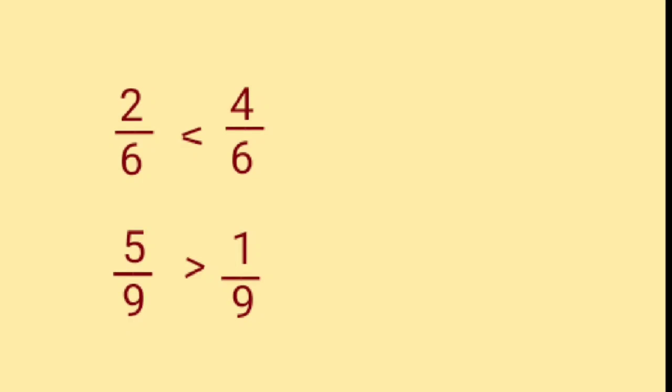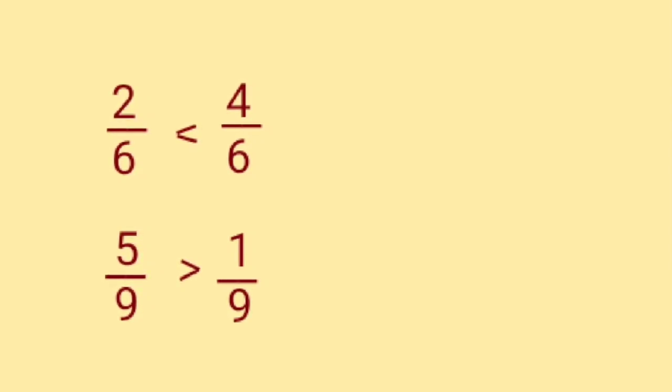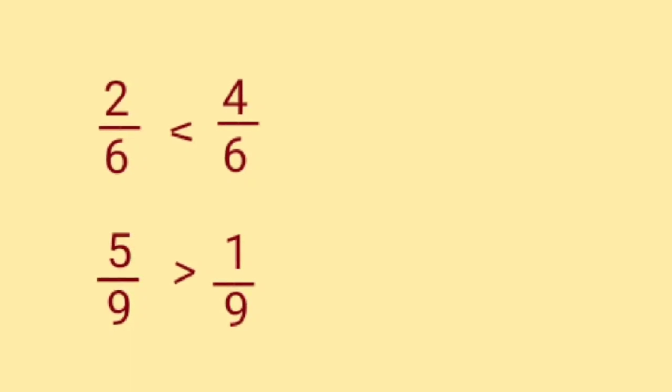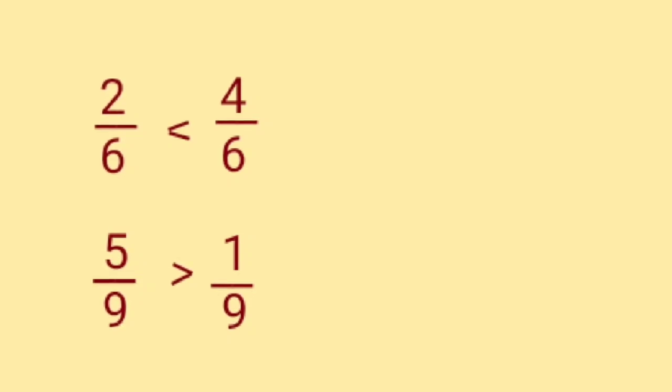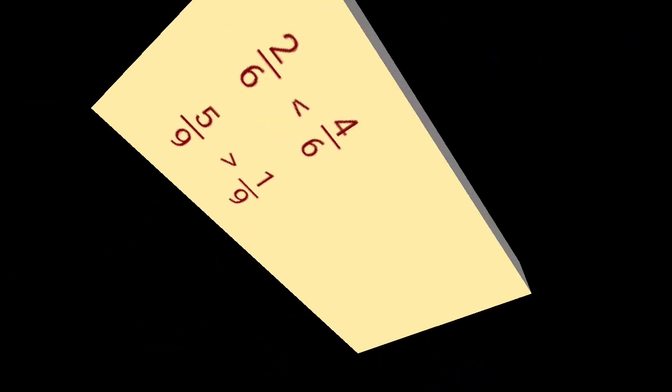Here 2 by 6 is smaller than 4 by 6 because in the first fraction 2 is the numerator and in the second fraction 4 is the numerator. 2 is smaller than 4, right? So 2 by 6 is smaller than 4 by 6. In the second set of fractions, 5 by 9 is greater than 1 by 9. 5 is greater than 1. So 5 by 9 is greater than 1 by 9.